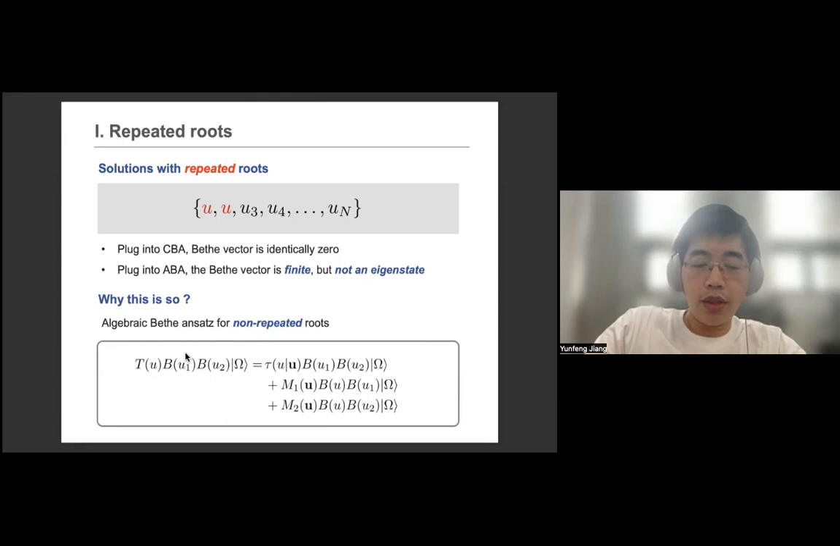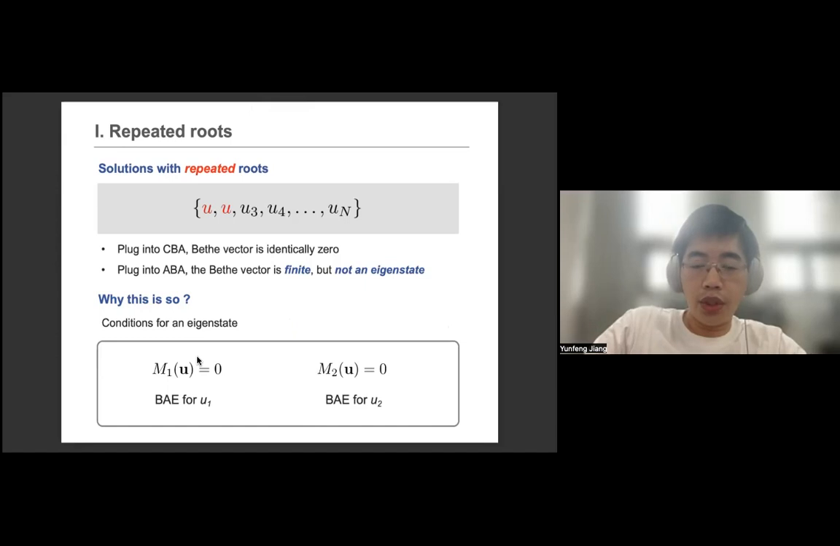When you act with the transfer matrix on the 2-magnon state, you will generate two types of terms. In the first line, you have the so-called wanted terms. In the second and third lines, these are the so-called unwanted terms. If you want this state to be an eigenstate, then you need to set these unwanted terms to 0. This gives you two conditions, m1u equals 0 and m2u equals 0. These two conditions are precisely the Bethe-ansatz equations for u1 and u2.